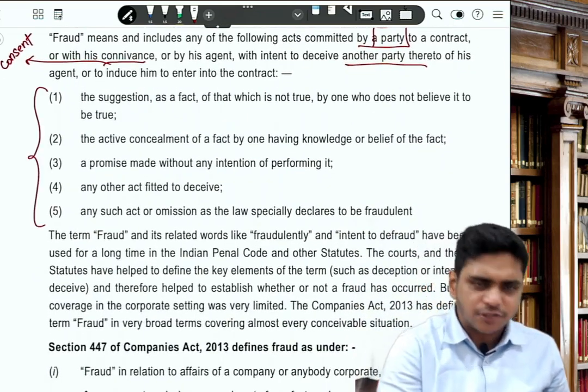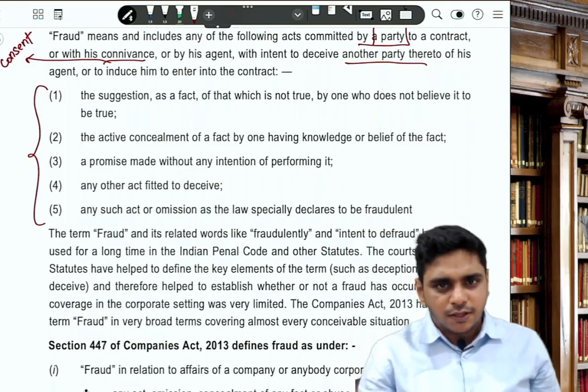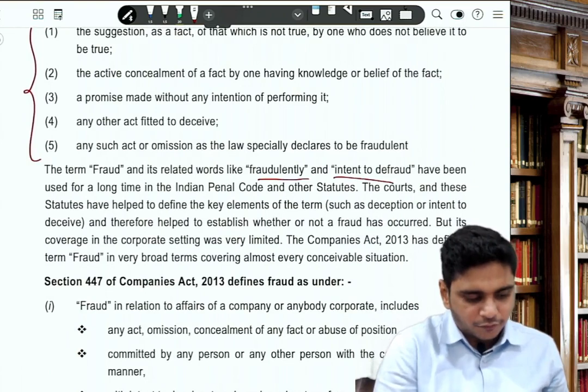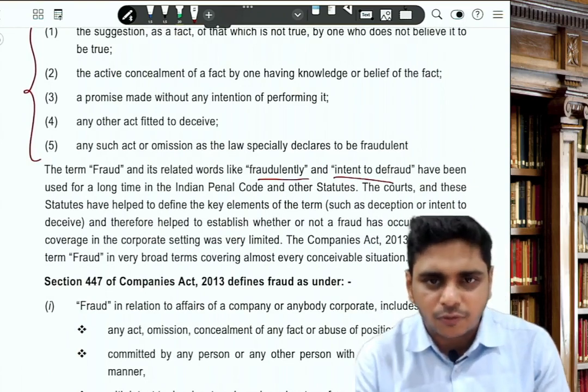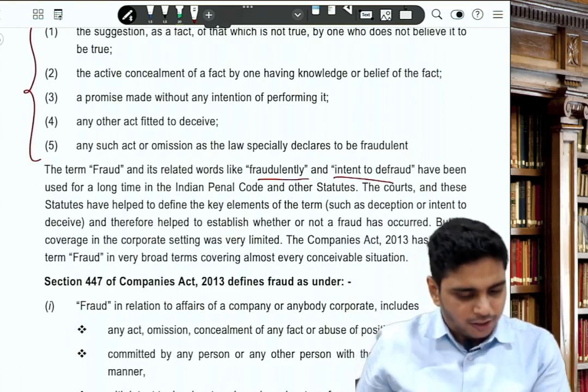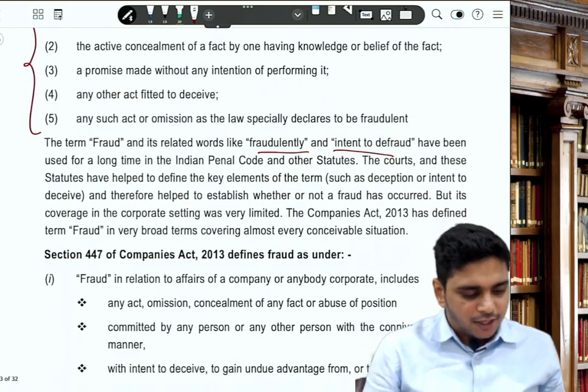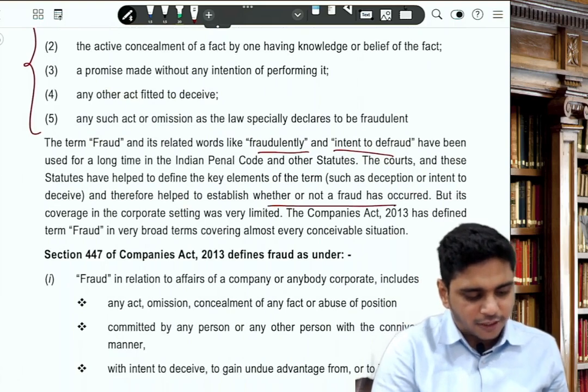So this is the definition, you just have to read these 5 points. Here the term fraud relates to fraudulently, intent to defraud. They have been used in the Indian Penal Code and other statutes also. Now the codes and the statutes have helped to define the key elements of the term and therefore establish whether or not fraud has occurred.